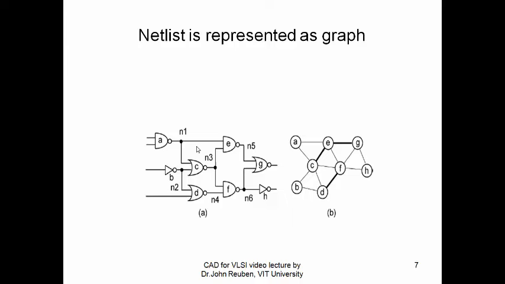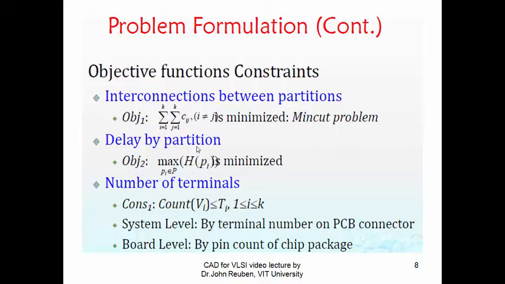So we look at some of the objective functions when we do partitioning. The first, as I already said, is that the interconnections between the partitions must be minimized. Then the delay caused by the partition must be minimized. We saw that if you're going to have nets spanning the partitions, it is invariably going to be higher. So as much as possible, we must make sure that critical nets, or nets which are very sensitive to delay, are not cut across by the partition.